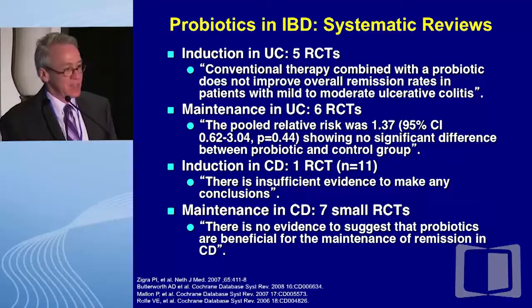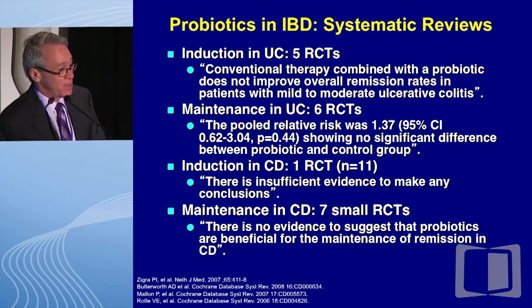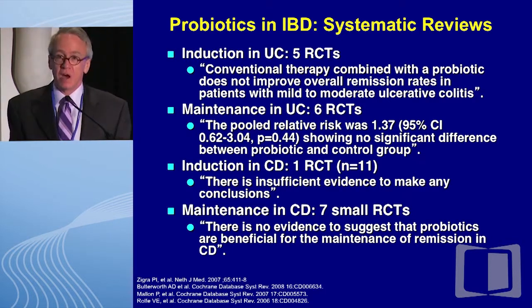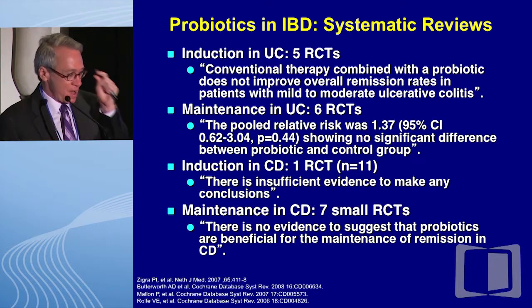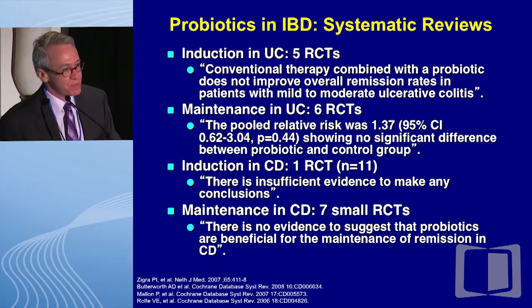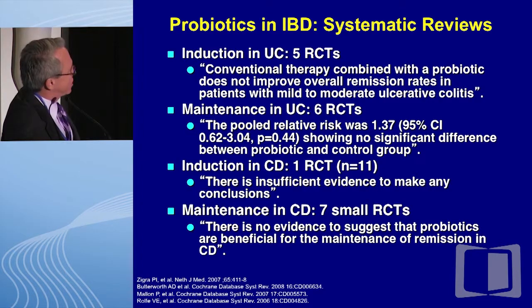The reason is that looking at systematic reviews, we have absolutely no evidence that probiotic bacteria are effective in inflammatory bowel disease, perhaps with the exception of one probiotic preparation, VSL3, in pouchitis. But if we look at induction in ulcerative colitis, there were 5 randomized controlled trials where the conclusion is conventional therapy combined with a probiotic does not improve overall remission rates. In maintenance of remission in ulcerative colitis, there were 6 randomized controlled trials, and the conclusion was there were no significant differences between probiotic and control groups.